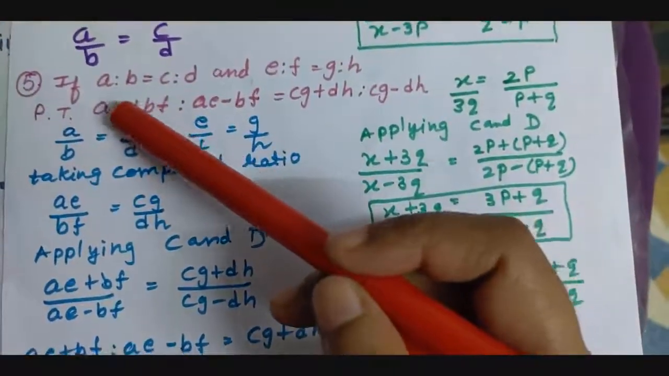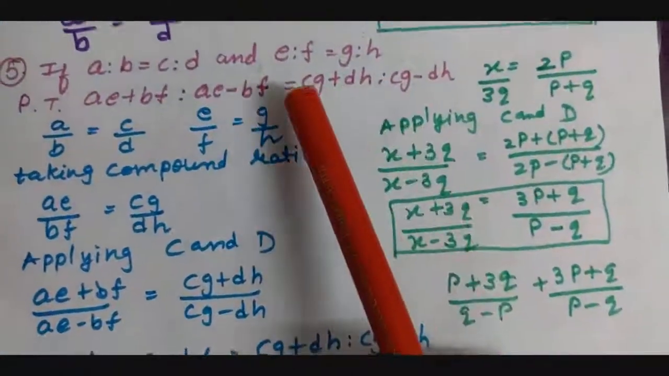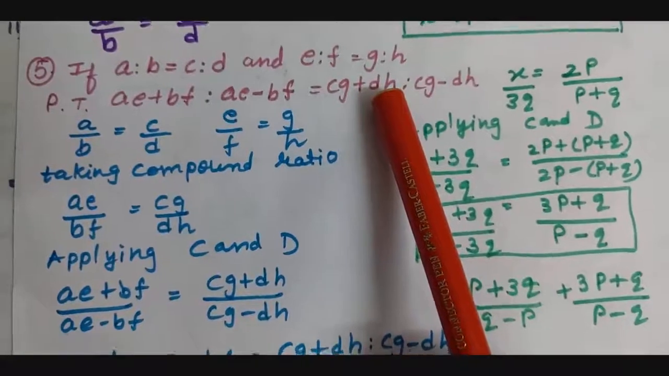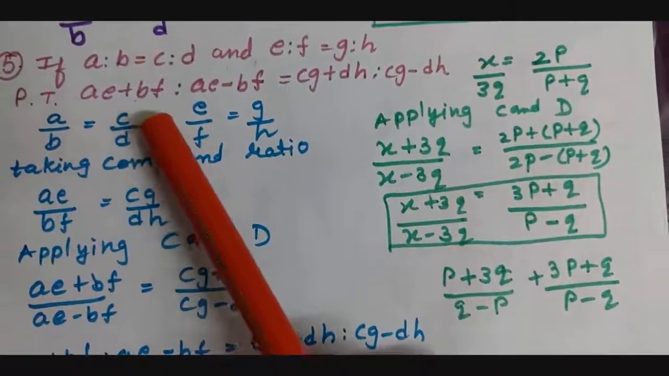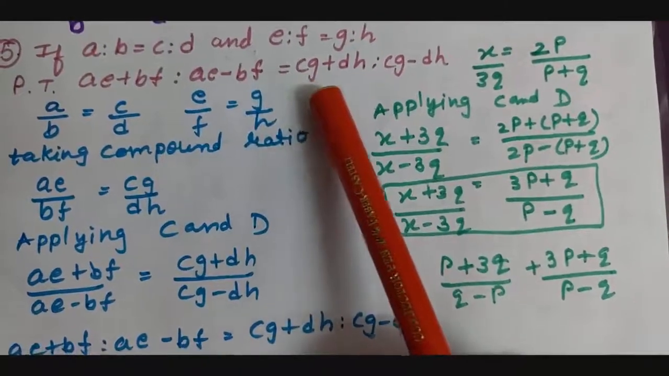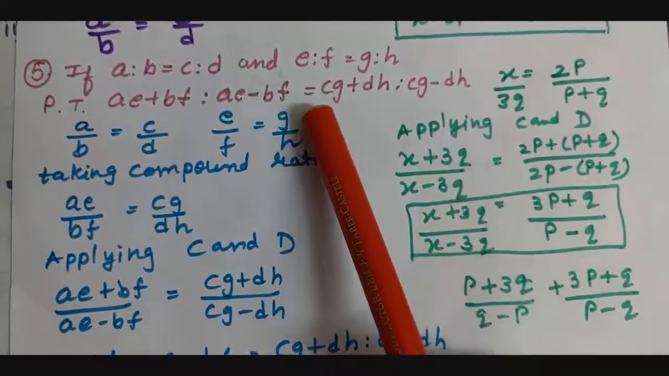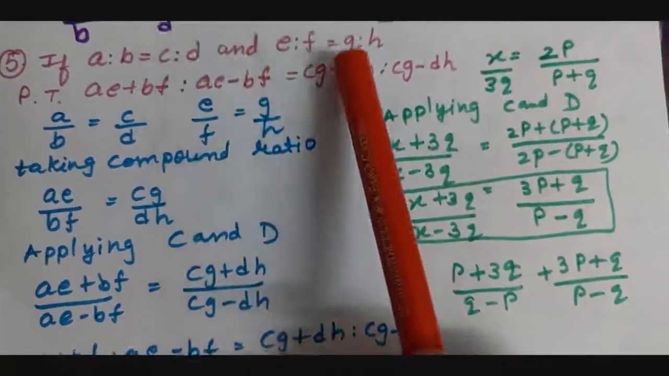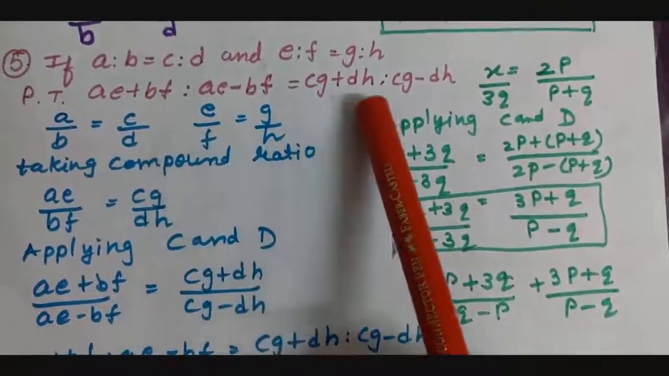Next, question number 5. Here you are given a ratio b is equal to c ratio d and e ratio f is equal to g ratio h. Now we want to prove this: AE plus BF ratio AE minus BF is equal to CG plus DH ratio CG minus DH. Now students, again observe the question. They are separate ratios and we need now AE, BF combined and CG, DH combined.